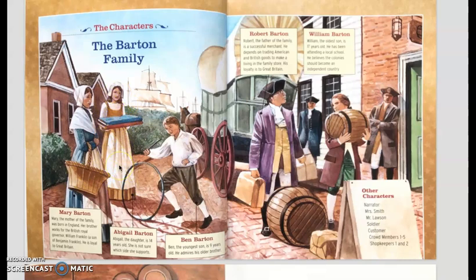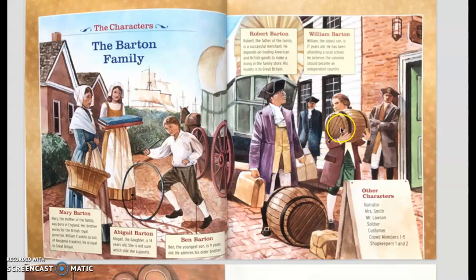Abigail Barton. Abigail, the daughter, is 14 years old. She is not sure which side she supports. Ben Barton. Ben, the youngest son, is 9 years old. He admires his older brother. Robert Barton. Robert, the father of the family, is a successful merchant. He depends on trading American and British goods to make a living in the family store. His loyalty is to Great Britain.